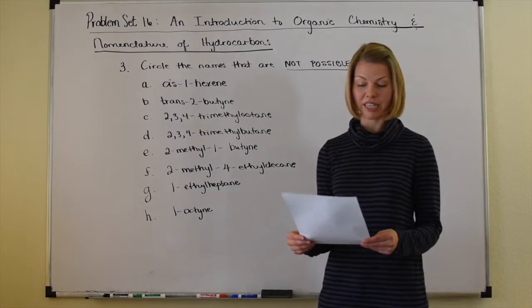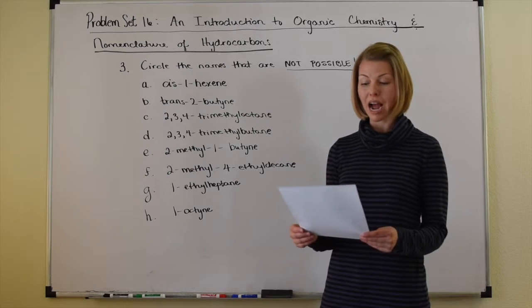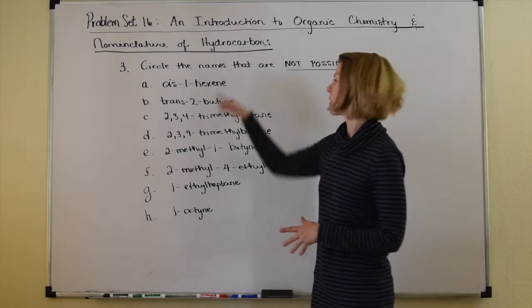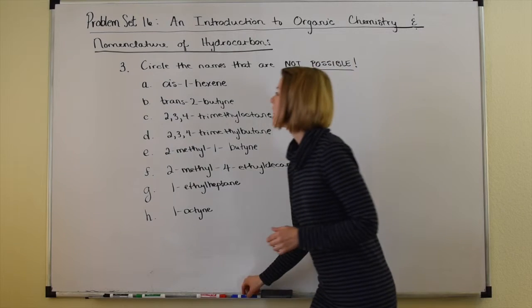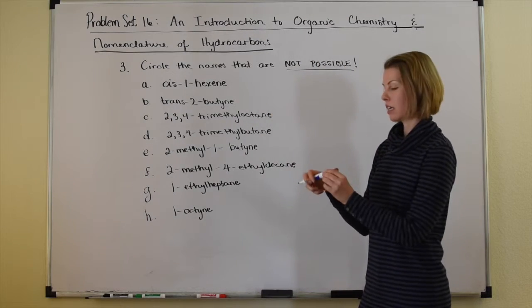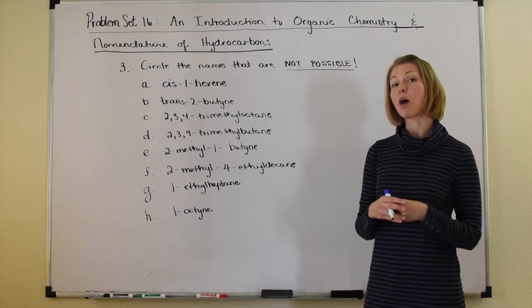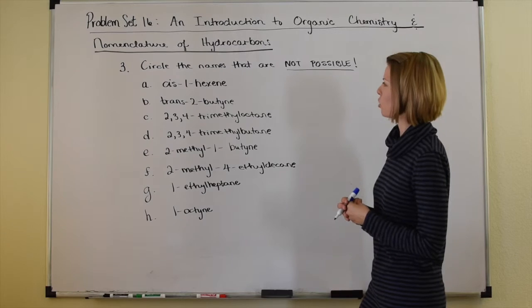Okay, number 3, circle the names that are not possible by IUPAC nomenclature rules. We've got an A through H, and I went ahead and drew them all up here on the board to make this go a little bit faster. Let's go ahead and try to draw out these molecules in order to help us decide whether or not they are possible names by IUPAC nomenclature.